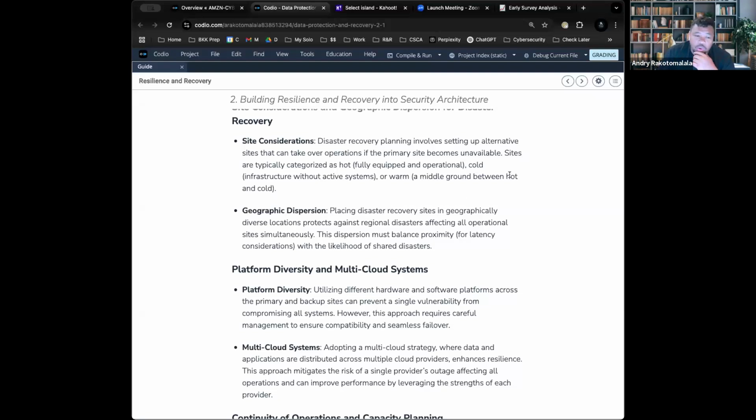And the last one is a cold site. A cold site means that there's infrastructure. Let's say your computers are there and some of your stuff is there, but nothing is plugged in. So you have to manually go in and turn everything on.